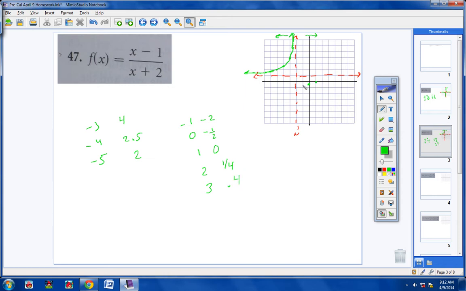Alright, so at negative 1, I'm at negative 2. So it looks like the graph's going to hit here, curve, hit here. At 2, I'm at 1/4, and at 3, I'm at 0.4. So it's curving and getting closer and closer to the horizontal asymptote. Now, if I put in negative 1.9, think about it, here's 0 on the x-axis, negative 1 on the x-axis, negative 1.9. It's going to shoot way down like this, okay? So there we go. Graph number 2 accomplished.